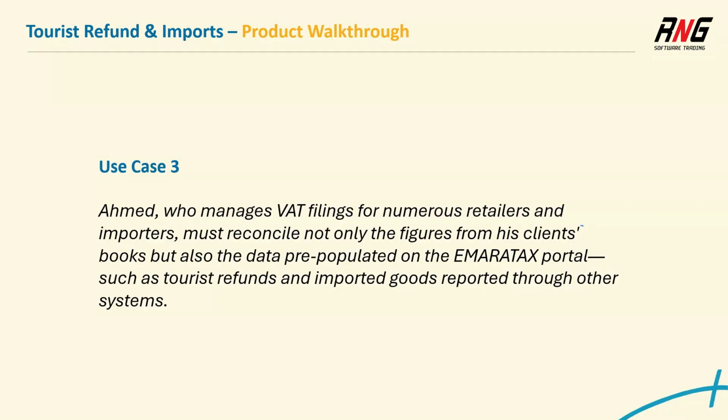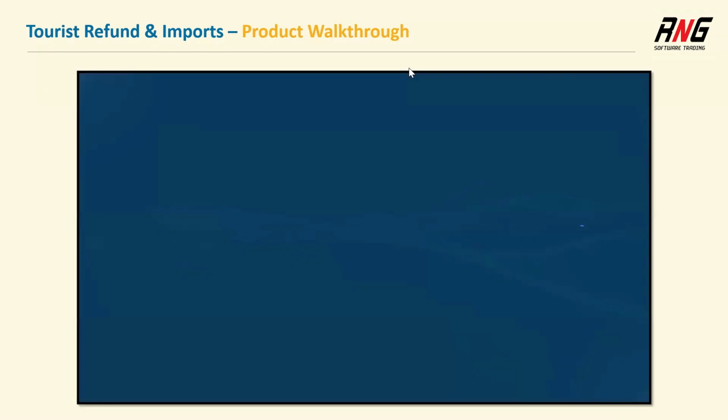Now that is automatically populated in the VAT 201 form in TallyPrime. So TallyPrime is already connected with other government backend systems. Like for the tourist refund, we have the Green Planet, and for the import of goods, we have the customs website, where all the details are getting captured. So TallyPrime is already connected to these two websites, and the data is pre-populated for these two columns. I'll show you how it is done and how you can notice it.